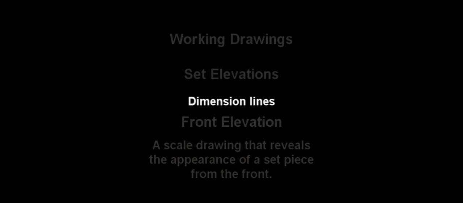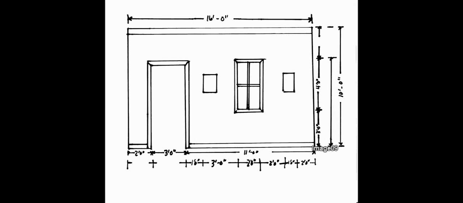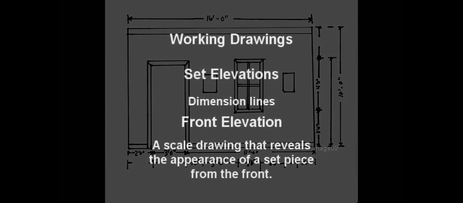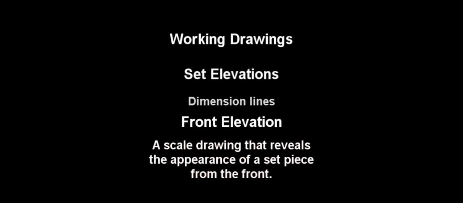If there is a picture to hang on the wall, there will be dimension lines to indicate what the dimensions of the picture will be and how far it will hang from the floor. The primary purpose of the front elevation is to indicate what the appearance of a set piece will be and specific locations for construction. A rear elevation, on the other hand, reveals what a set piece will look like from behind.